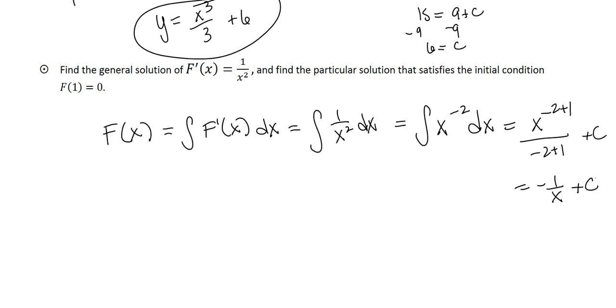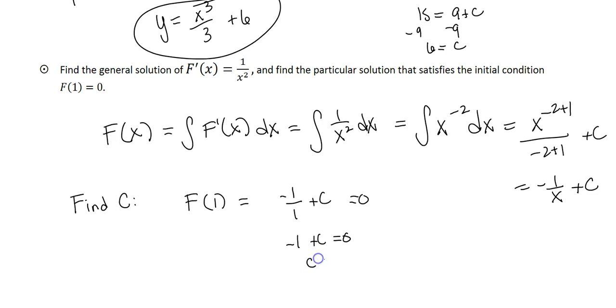So I've been told that f of 1 is equal to 0. That means that f of 1, which is negative 1 over 1 plus c, equals 0. So I get negative 1 plus c equals 0, and if I add 1, I get c equals 1. So that means my particular solution is capital F of x equals negative 1 over x plus 1.